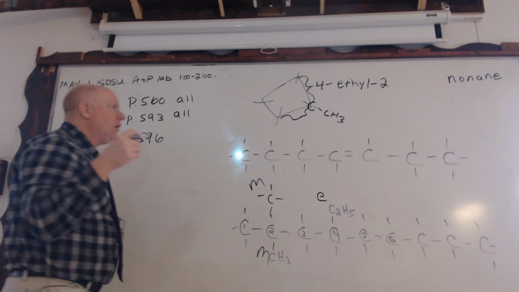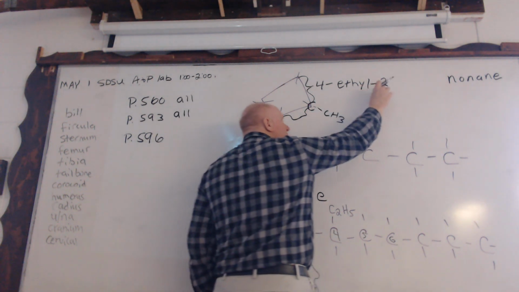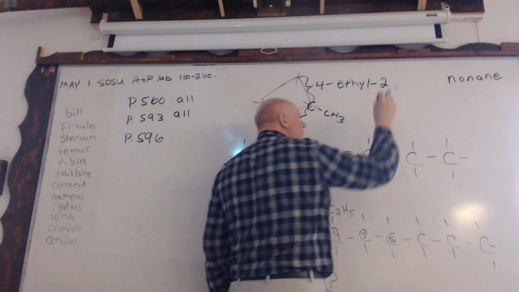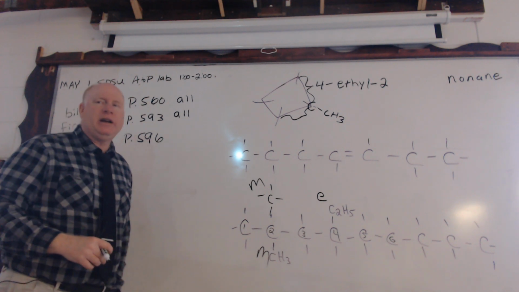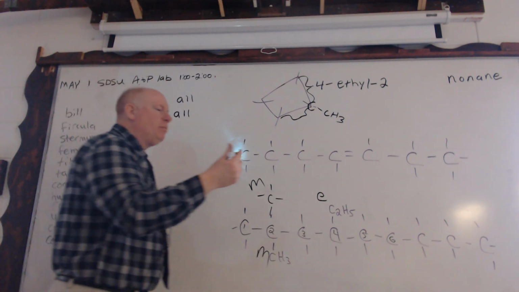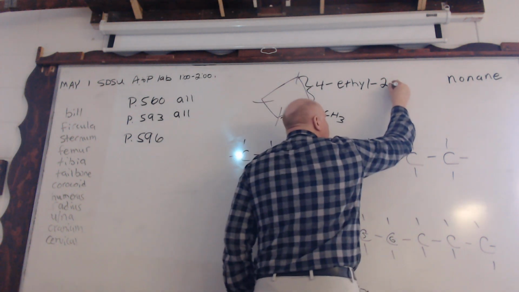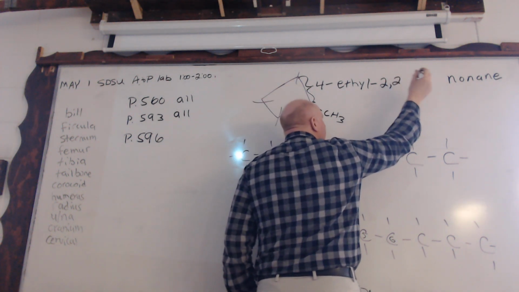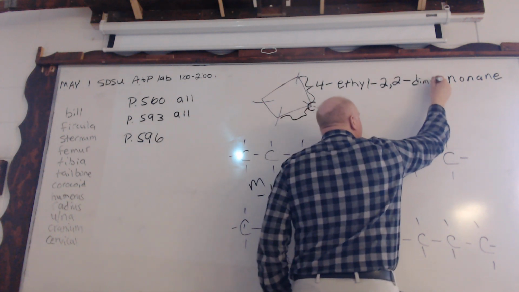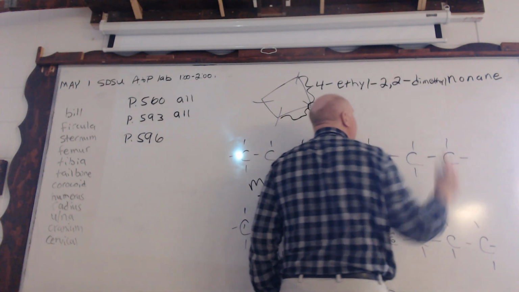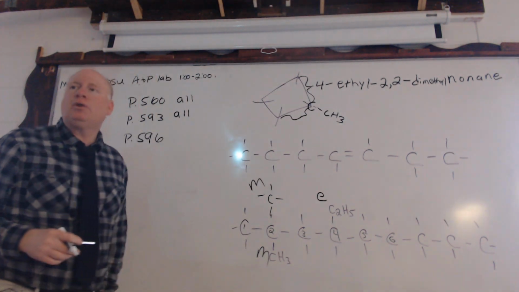Okay? So we don't write this as just 2 methyl groups. And here's the redundancy. You need to put 2, 2, dash dimethyl. Okay? Because you got 2 of them.